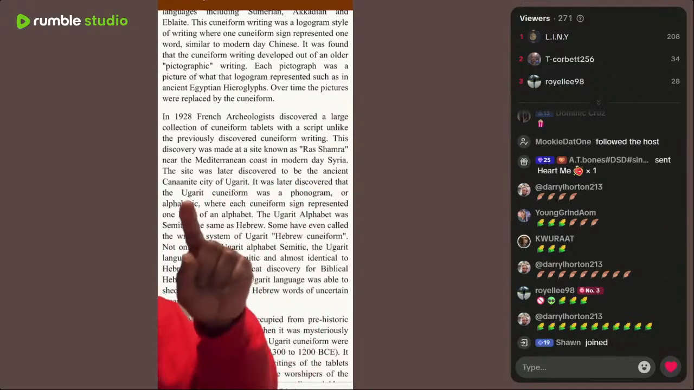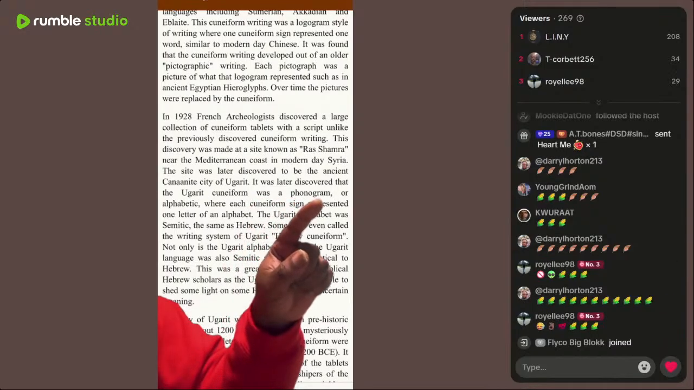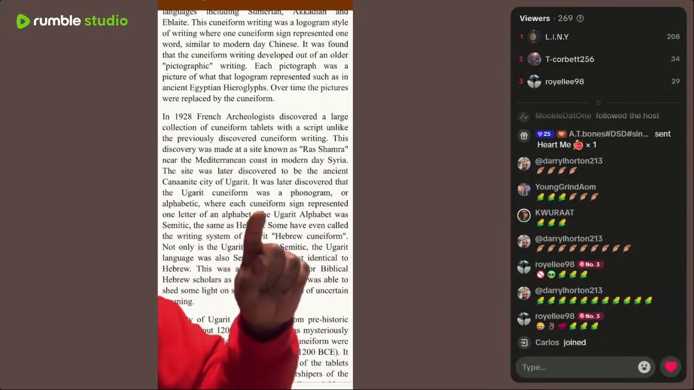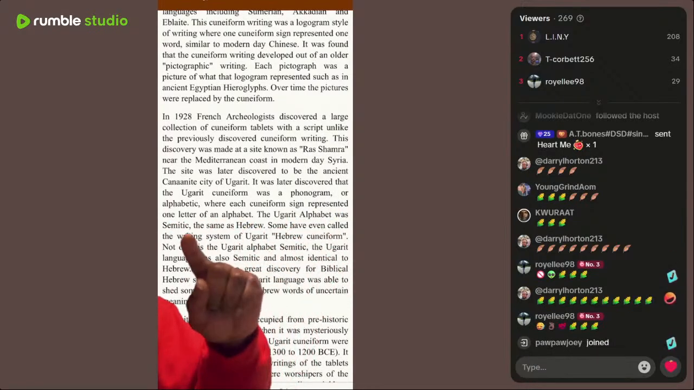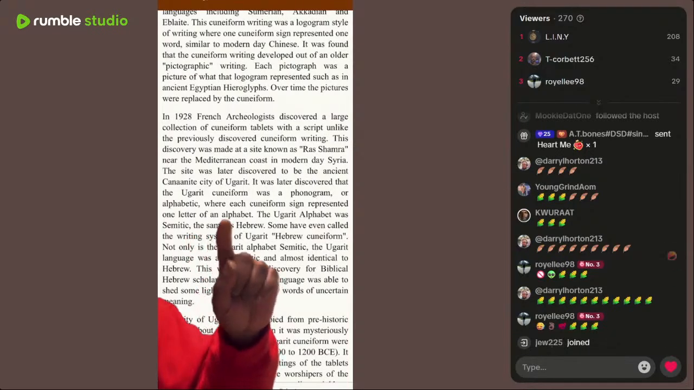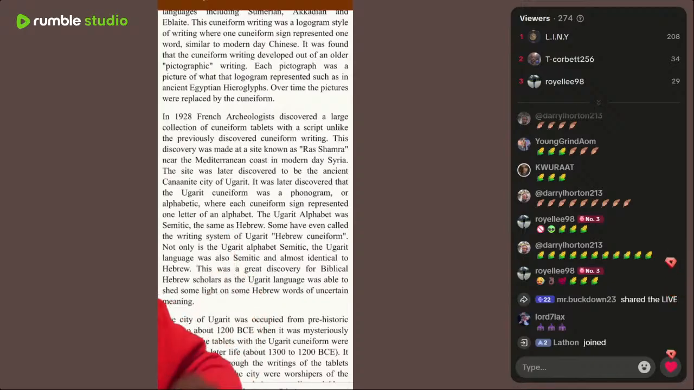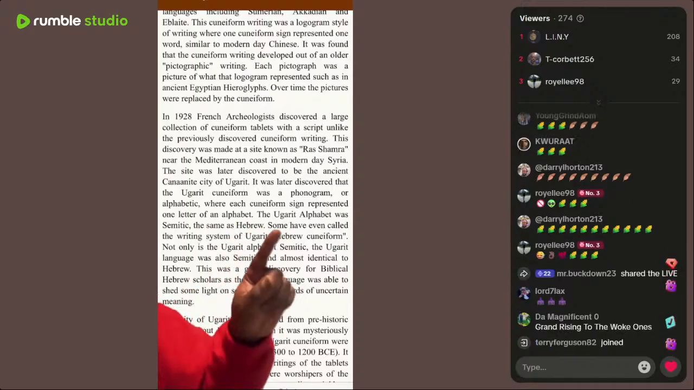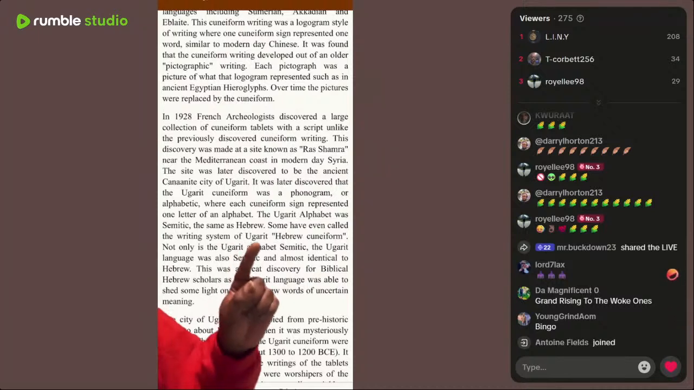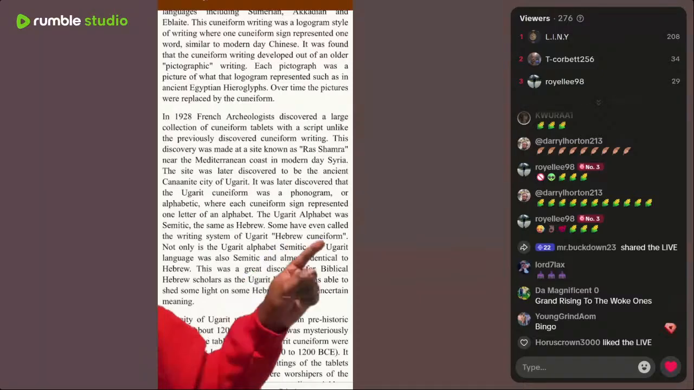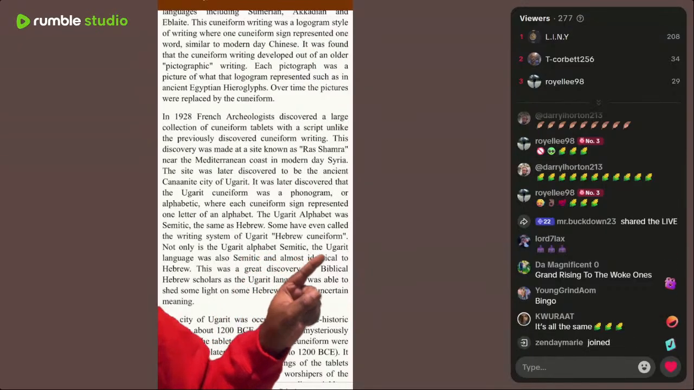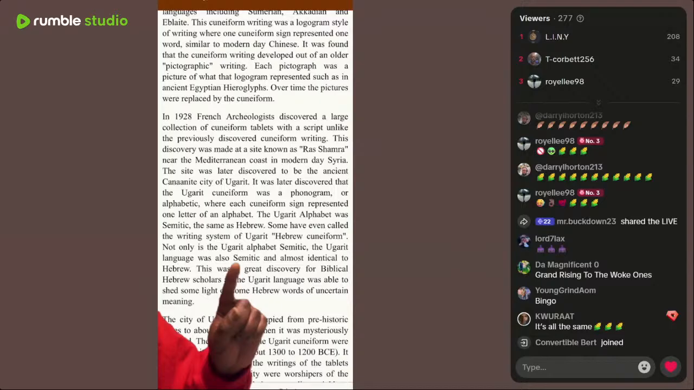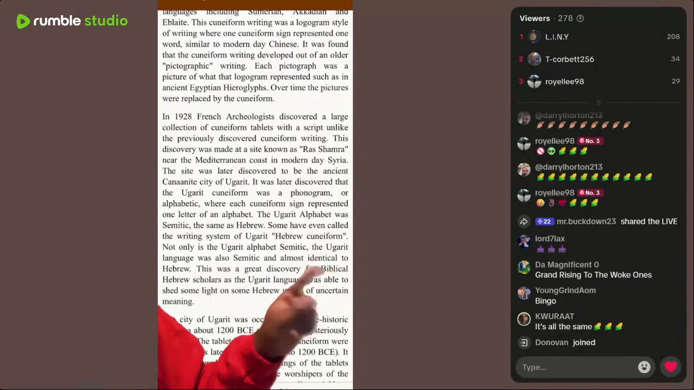It was later discovered that the Ugarit cuneiform was a phonogram or alphabetic, in which each cuneiform sign represents one letter of the alphabet. The Ugarit alphabet was Semitic, the same as Hebrew. Some have even called the writing system Ugarit Hebrew cuneiform. See, you ain't never heard that. You ain't never heard Hebrew cuneiform. Not only is the Ugarit alphabet Semitic, the Ugarit language was only Semitic and almost identical to Hebrew.